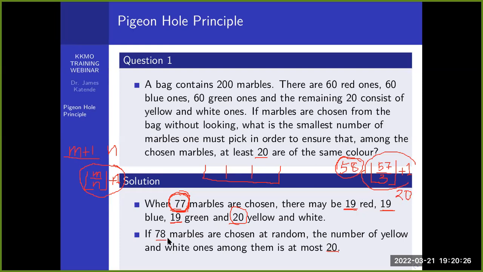So if you pick 78, then you're guaranteed that there'll be at least 20 of the same color. There can be more actually under this configuration. You can pick more than 20 of the same color, but you're guaranteed that there'll be at least 20 of the same color in one of the boxes.